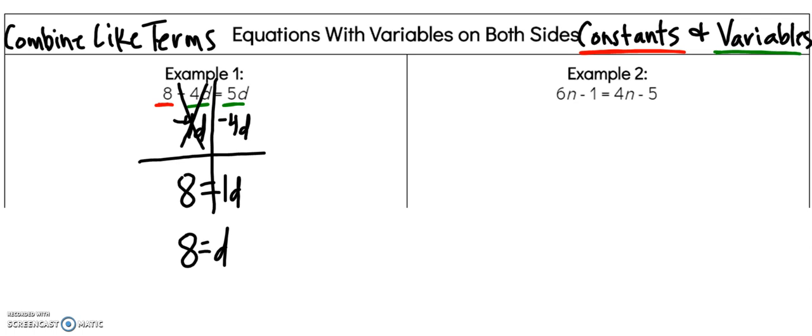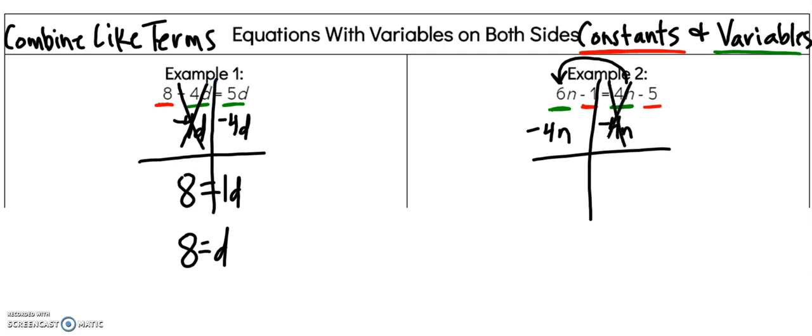Now for example 2, again, I notice that there's variables on each side of the equal sign, and I also know there's constants on each side of the equal sign. So we're going to need to combine all of these terms before we can solve the equation. So I think I'm going to move this 4n over here, because I would rather subtract 4n and do 6n minus 4n and get positive 2n, because if I subtract 6n from each side, then on the right I'll have negative 2n, and I don't want to do that. So first I'm going to subtract 4n from each side.